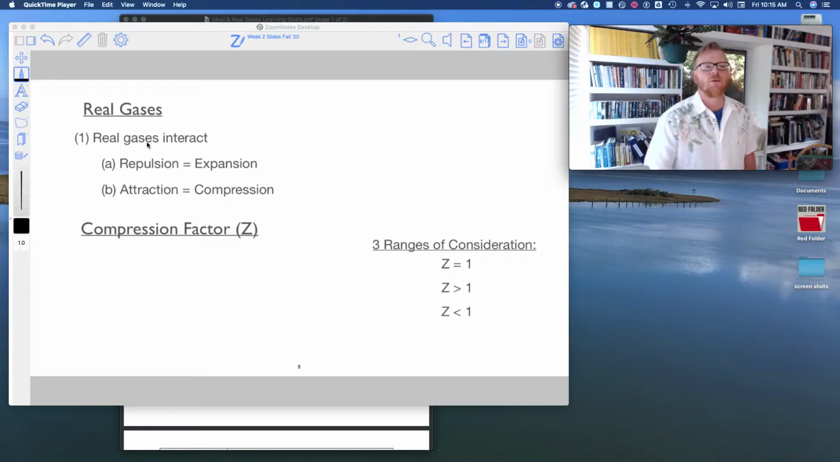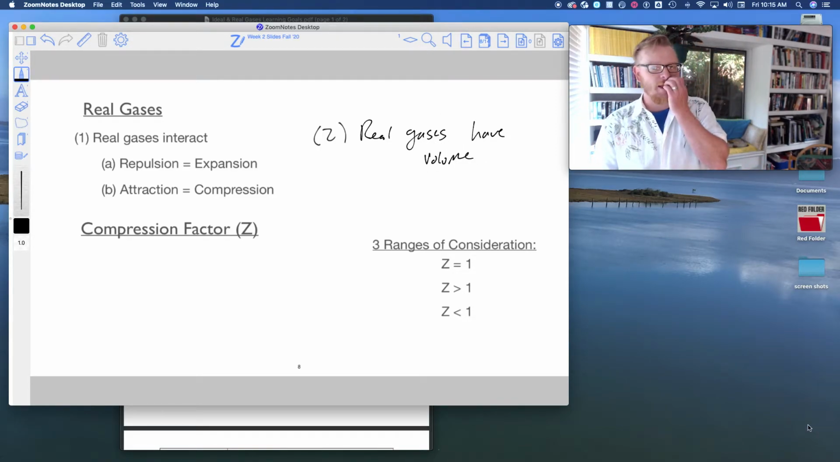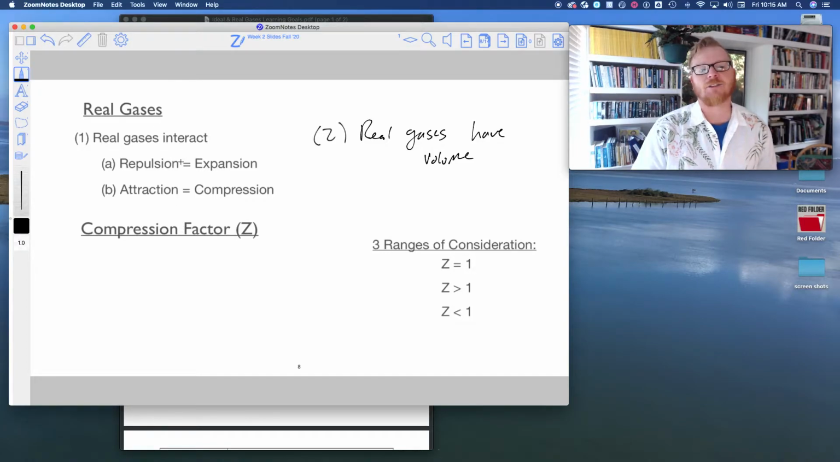Okay, so number one, real gases interact. We also know, I forgot to put a point number two here. We also know real gases have volume. Okay, but I'm not going to focus on that as much for right now. This is what we want to talk about. Okay, so real gases interact, and there's two types of interactions: attraction or repulsion.